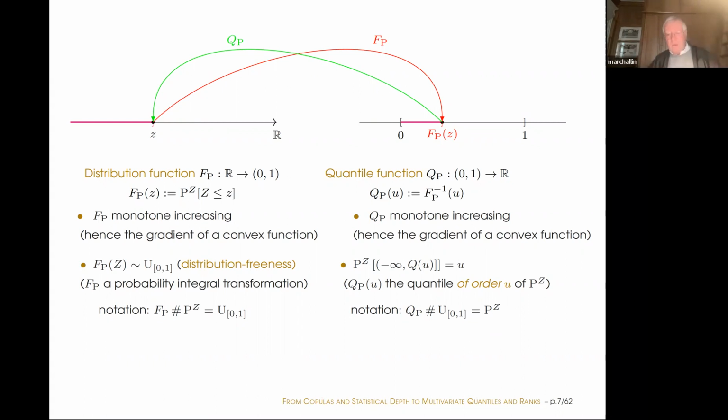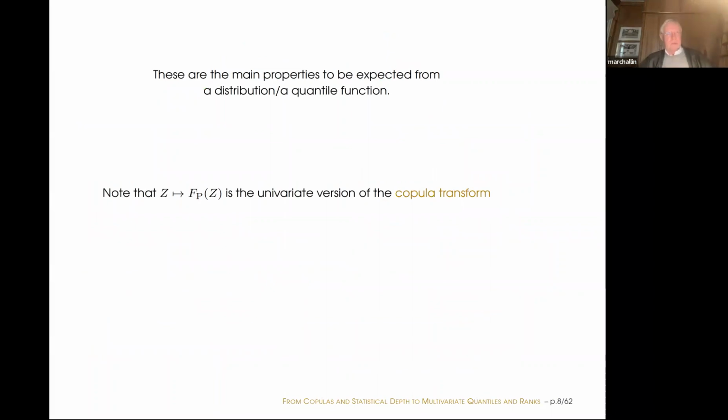So you should view this F and this Q as mapping a distribution to another distribution. And finally, and this is not a detail, because of that, F completely characterizes P and Q completely characterizes P as well. So these are properties of the traditional univariate distribution functions and quantile functions that are the reason these two tools are important inferential tools, and these are the main properties we would like to see in a multivariate extension of these concepts.